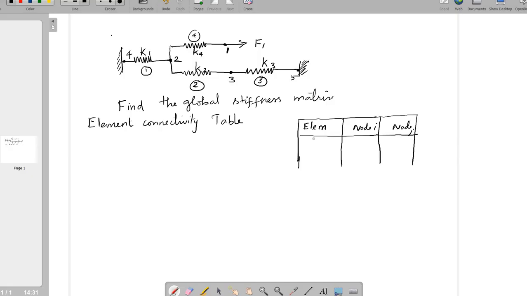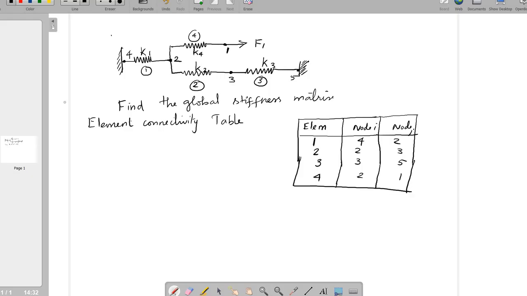So I am going to write in the order of 1, 2, 3, 4 element number. For the element number 1, the ith node is 4, jth node is 2. So it is 4 and 2. For the element number 2, ith node is 2, jth node is 3. For the element number 3, ith node is 3, jth node is 5. For the element number 4, ith node is 2, jth node is 1. So I think you understand. So complete the element connectivity table. This is what the element connectivity table is.